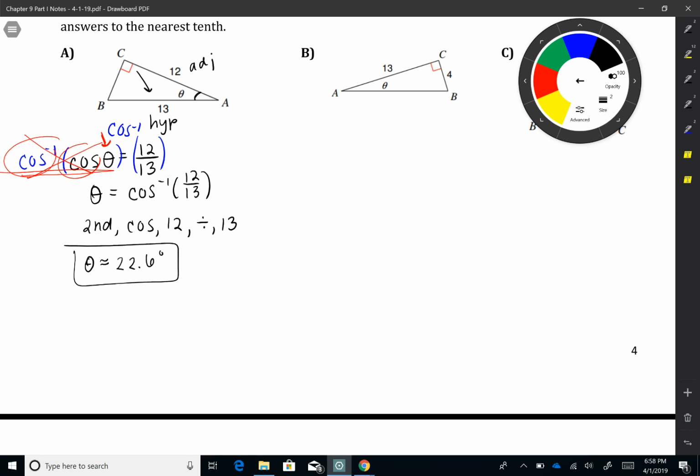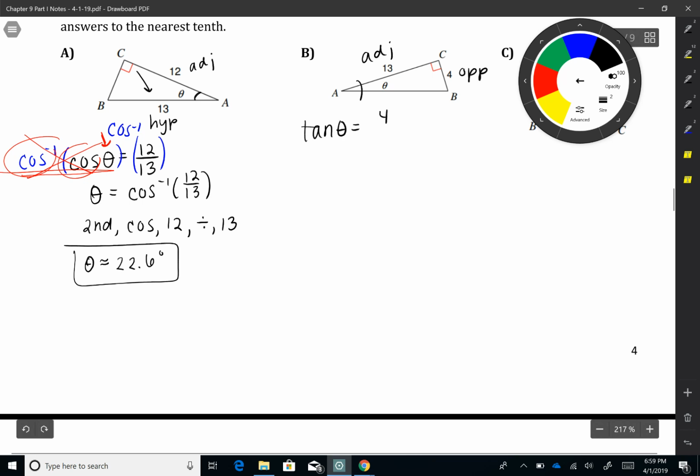Okay, let's do B. Letter B, we have angle theta here. Across from it is 4. That's our opposite side. Next to it is 13. That's our adjacent. That's tangent. So the tangent of theta equals our opposite 4 over our adjacent 13.